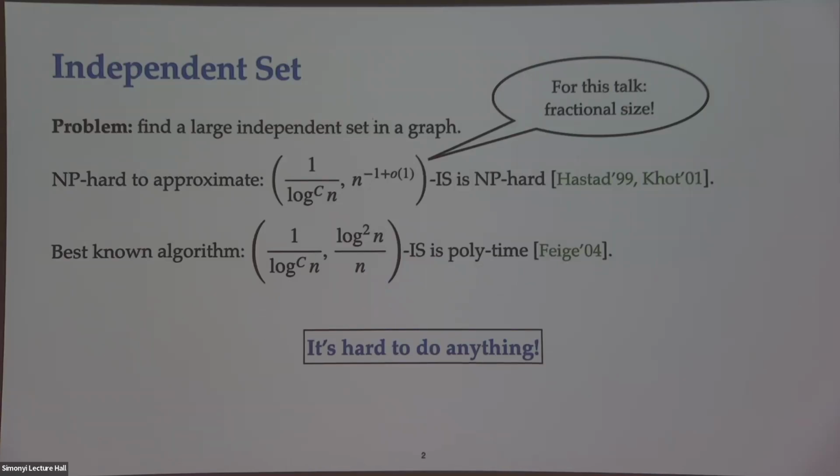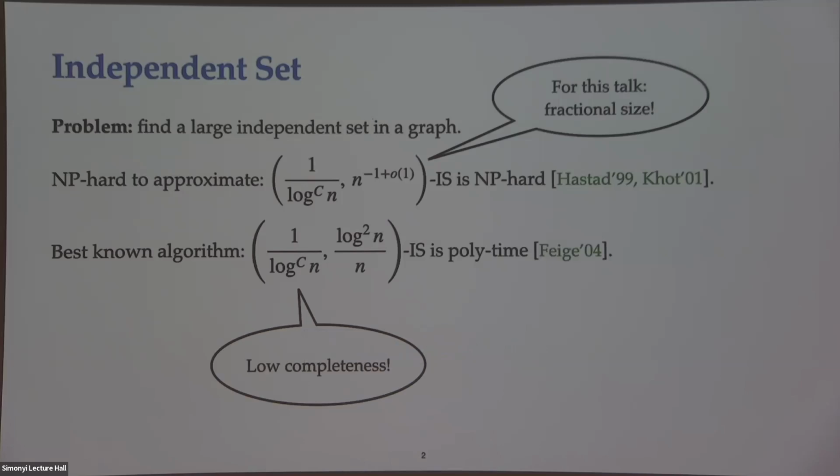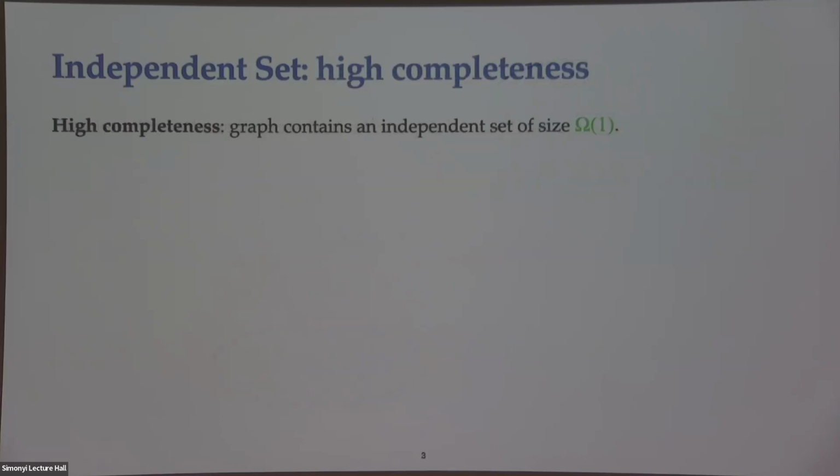But notice that these results are all in the low completeness regime. Here we only guarantee that the graph contains a sub-constant size independent set. So what about the high completeness case? What if the graph has a larger independent set? Here we study the case when the graph contains an independent set of size constant. So it has a large independent set, constant size. We can expect that maybe there's a better algorithm that finds a large independent set, given such a large independent set in the graph.